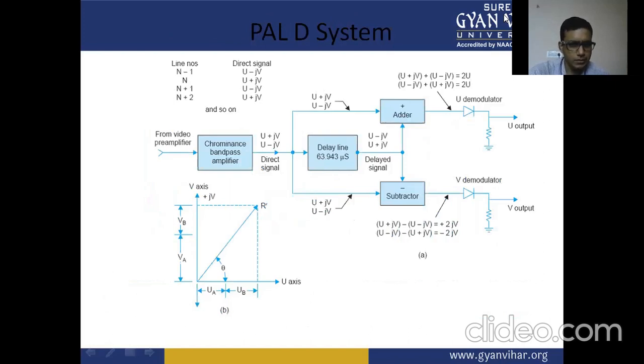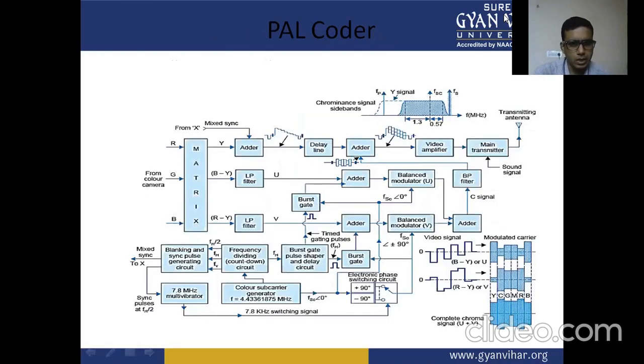PAL D system. In the PAL D system we have the U and V outputs of the UV modulators, and it has some adder and subtractor. This is the PAL coder or transmitter section. This shows how the signal is transmitted in the case of the PAL transmitter section. So this is the complete block diagram of the PAL transmitter section.